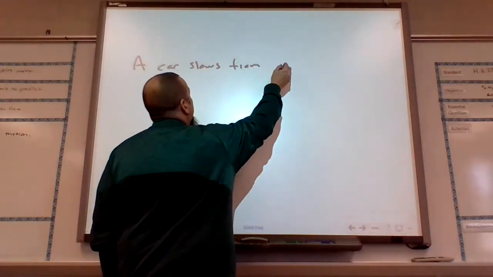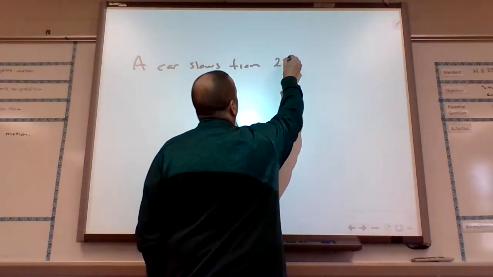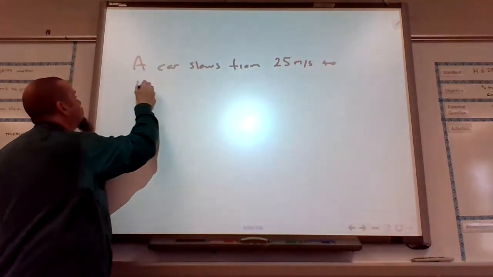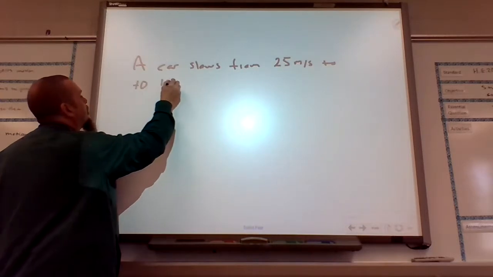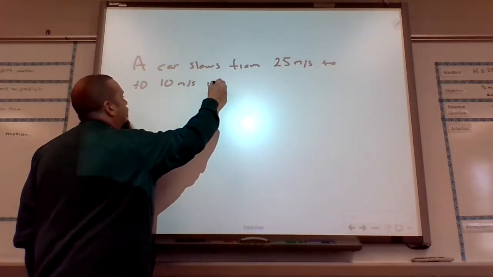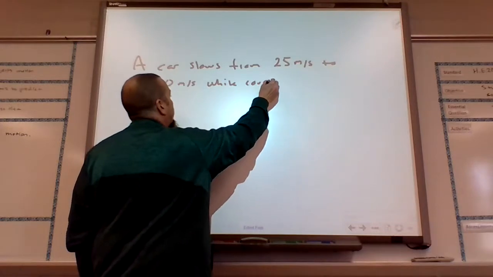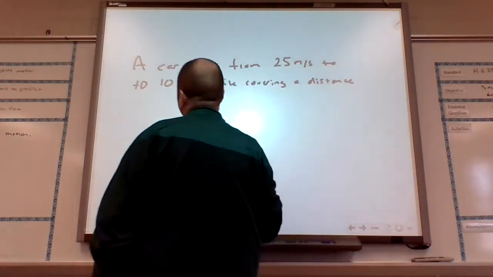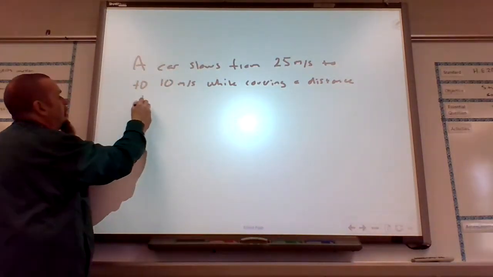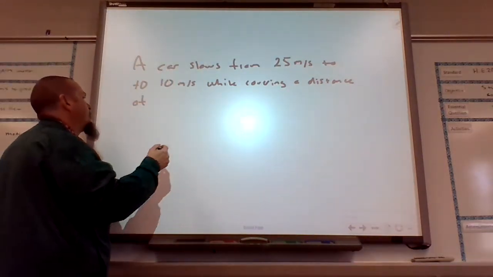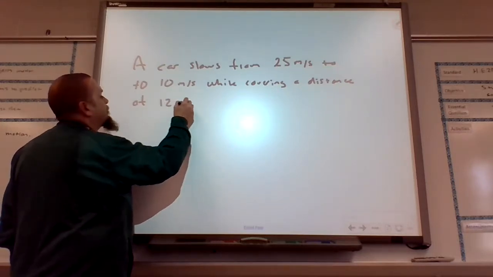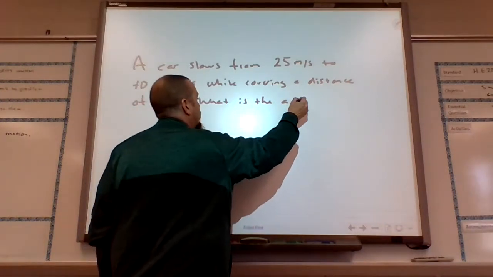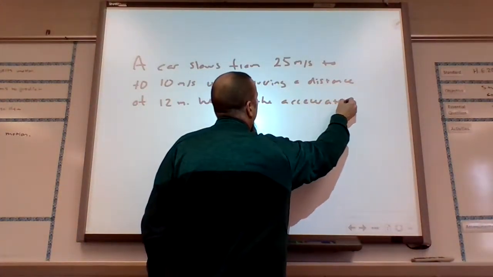A car slows from 25 meters per second to 10 meters per second while covering a distance of 12 meters. What is its acceleration?